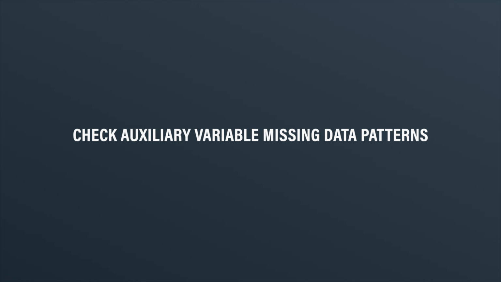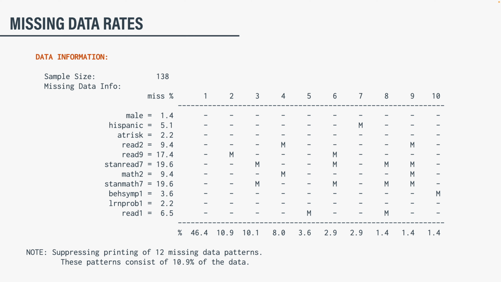Auxiliary variables won't do us any good if they're always missing whenever our analysis variables are missing. We want to go back to the table where Blimp summarizes the missing data patterns so we can make sure that there's adequate coverage. By default, Blimp summarizes the 10 largest missing data patterns. In this case, we get a note saying that it's suppressing 12 missing data patterns, and these patterns consist of about 11% of the data.